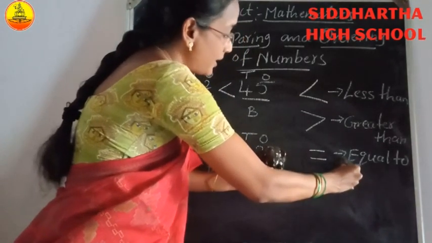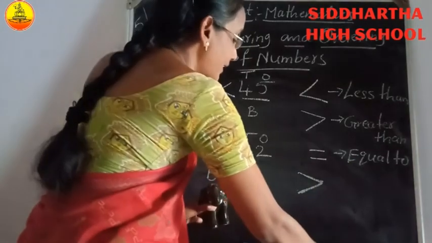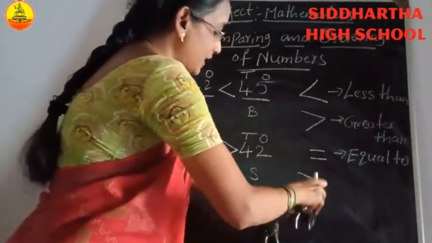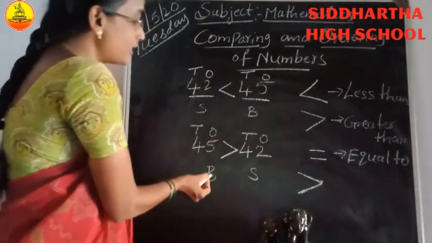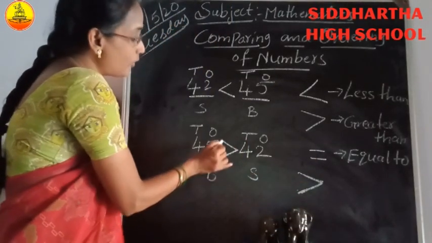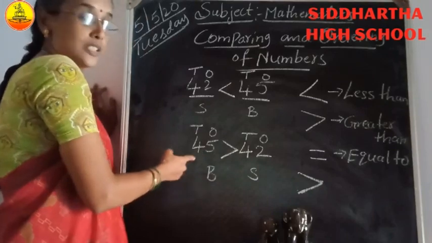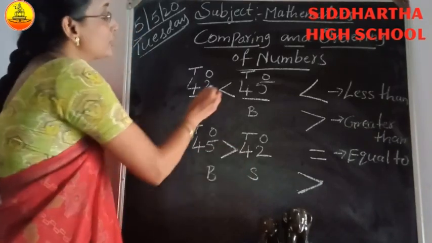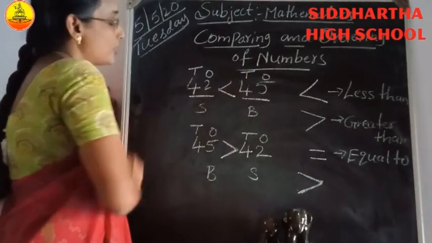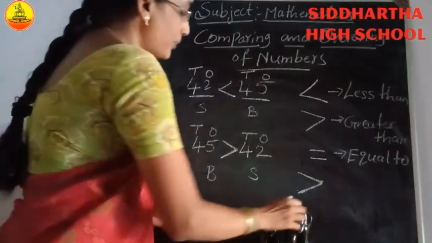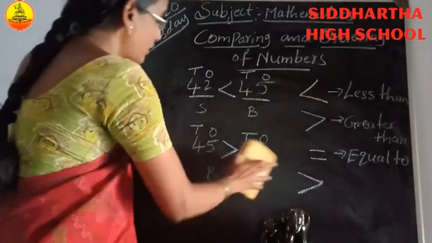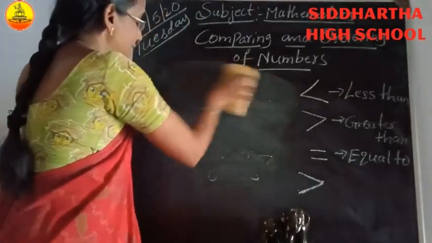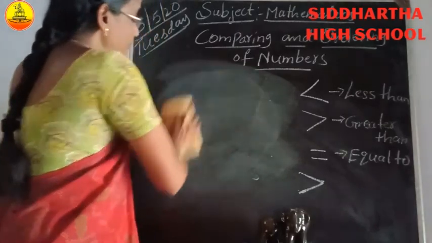Understood, children? Will you compare in this way? First you take the small one. The big one gets the open side and the small one gets the closed side. Will you think like this? Now one more example. Did you understand, children? I think so. Okay.